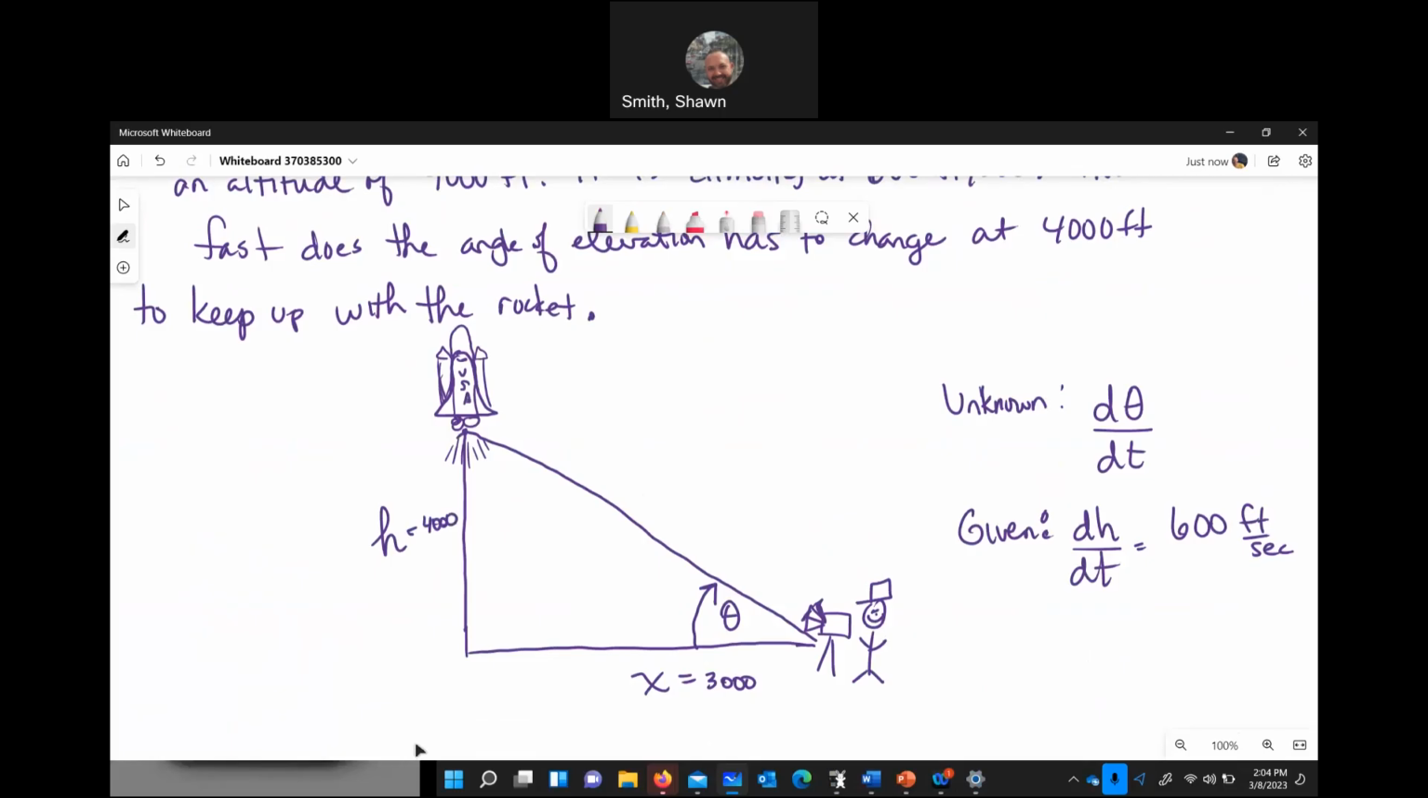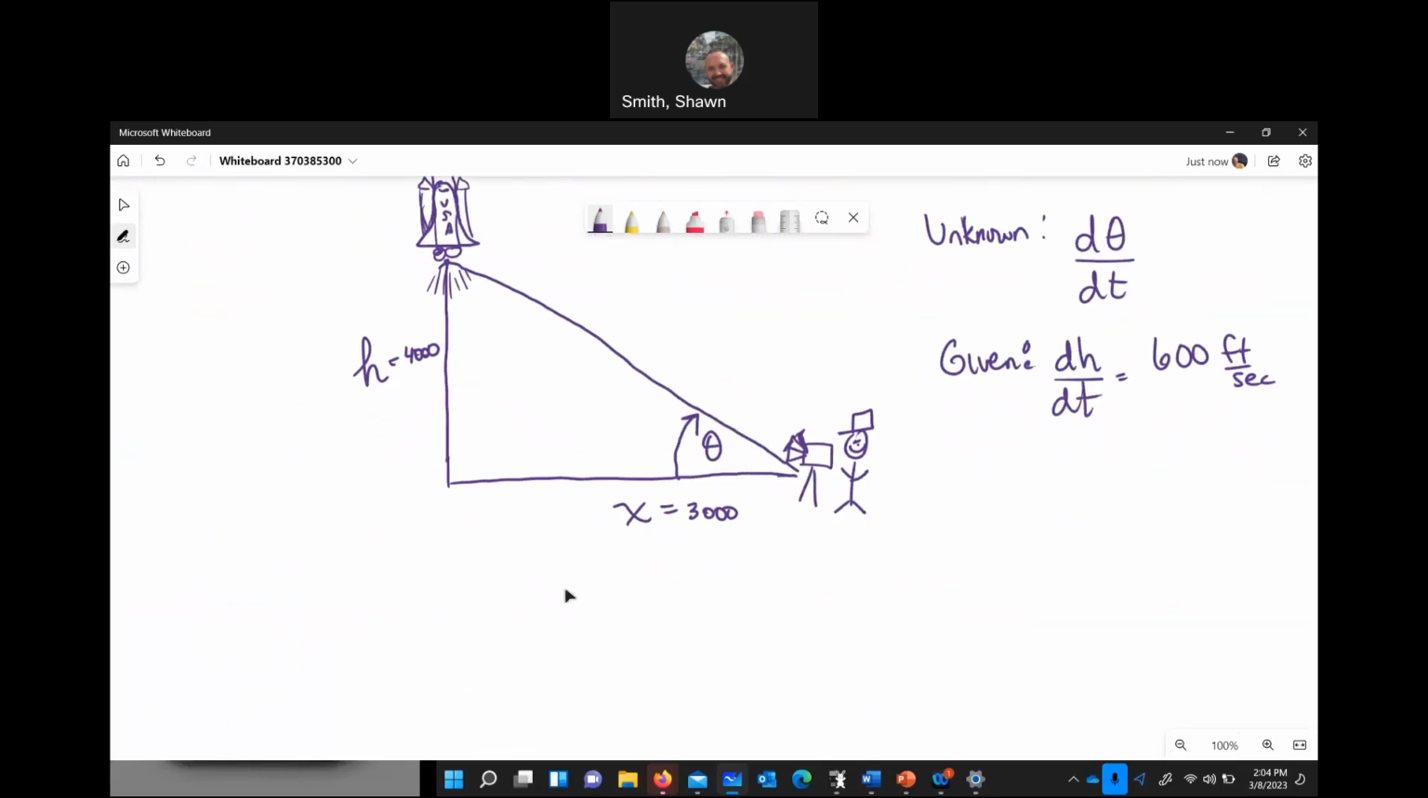All right, so now if I look at H, X, and theta, there is some equation relating all of those. H is opposite, X is adjacent with respect to theta. That's tangent, right? So tangent of theta, so here's our equation, is equal to H over X. Now, our H can change, right? We're just looking at it specifically at that moment.